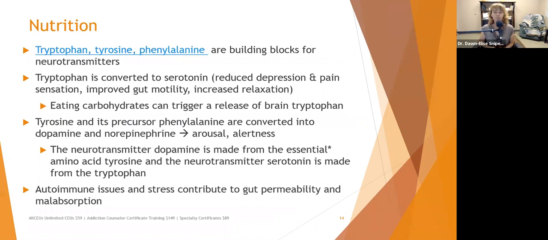And autoimmune issues and stress contribute to gut permeability and malabsorption. Why do we care? Well, because if we eat the food and it goes down into our gut, and that gut is just leaking like crazy, and it can't hold on to the amino acids and everything it needs long enough in order to make the neurotransmitters it needs to, then people are going to start experiencing mood issues. Autoimmune issues and stress contribute to a lot of problems, and stress actually exacerbates autoimmune issues.